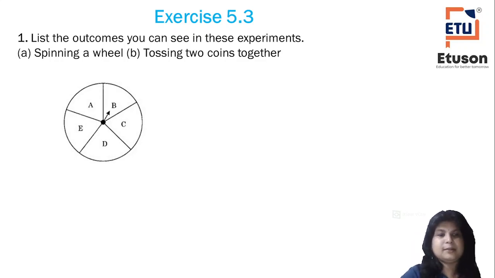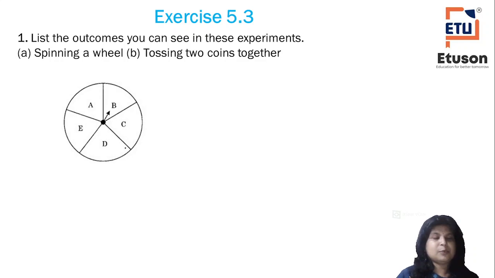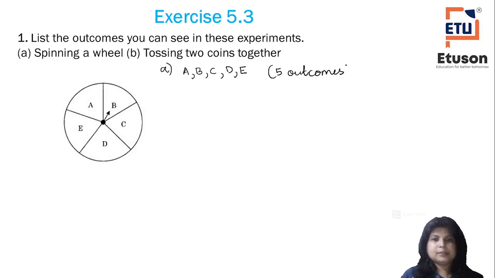So, spinning a wheel. So, here you can see a wheel. So, what are the outcomes if you spin this wheel? So, there are 4 outcomes, right? So, there are 4 options for you. So, definitely for spinning the wheel, the outcomes are, so there are 5 outcomes, that is, either it can be A, B, C, D and E. So, total there are 5 outcomes, correct?